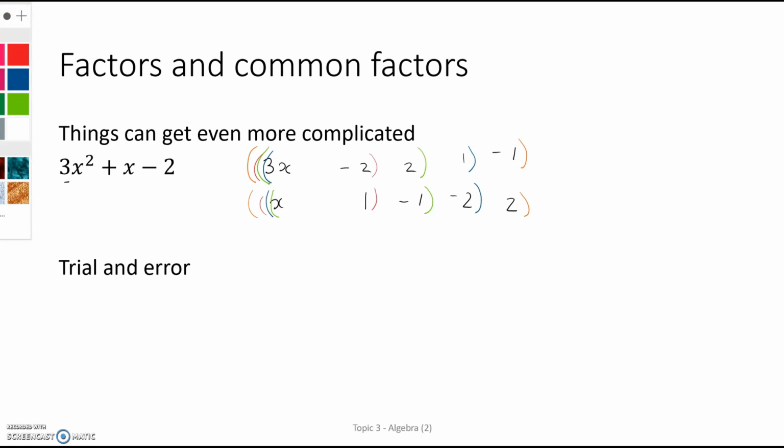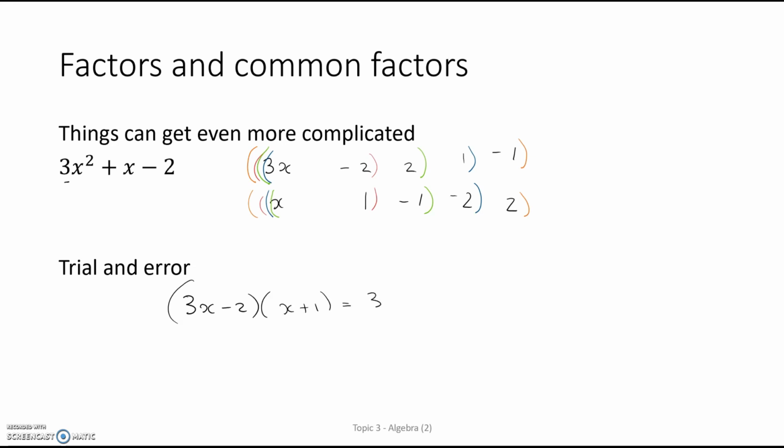So let's try the first one that we suggested, 3x minus 2 times x plus 1. Let's check that. That would be 3x squared plus 3x, minus 2x, which would give us plus x, and minus 2 times 1 is minus 2. So that is correct. So it factorises as 3x minus 2 times x plus 1. So we were lucky we chose that one first. We might not have. We might not have got it until last. But the idea is then to check.